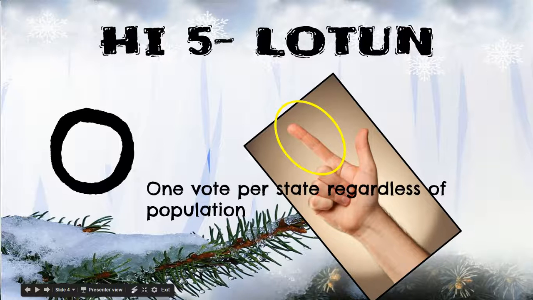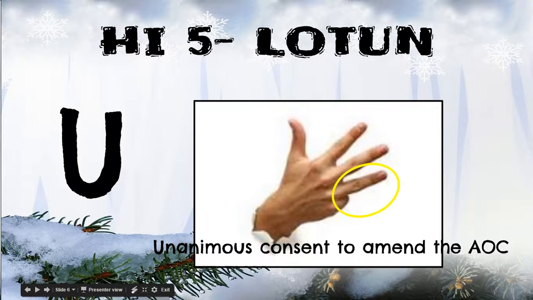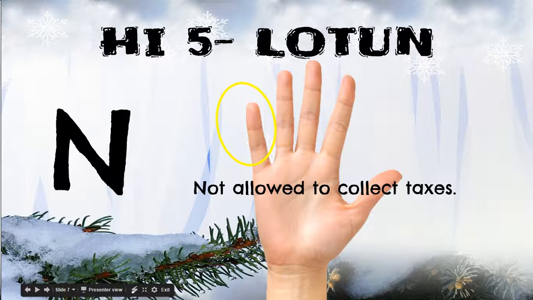O, 1 vote per state, regardless of population. T, takes 9 out of 13 states to pass a law. U, unanimous consent to amend the AOC. And N, not allowed to collect taxes. Okay, so these are all the weaknesses of the Articles of Confederation.